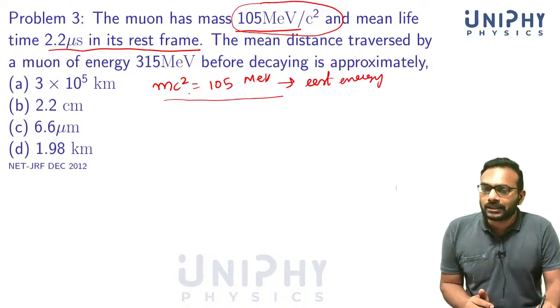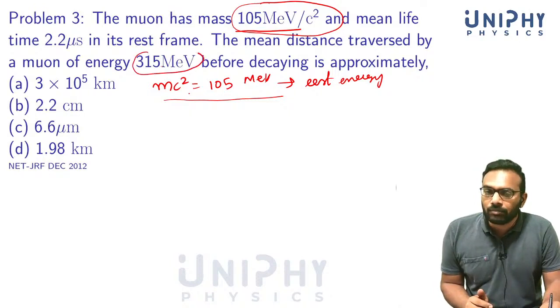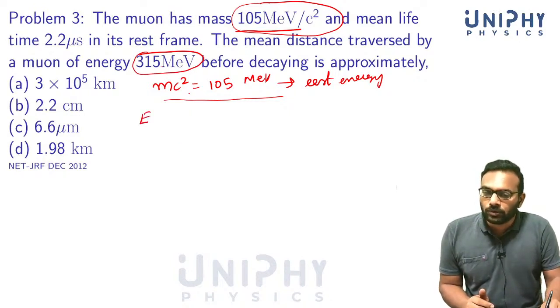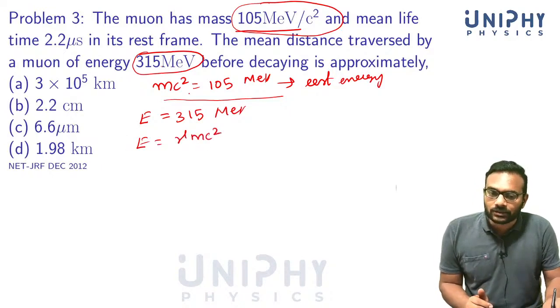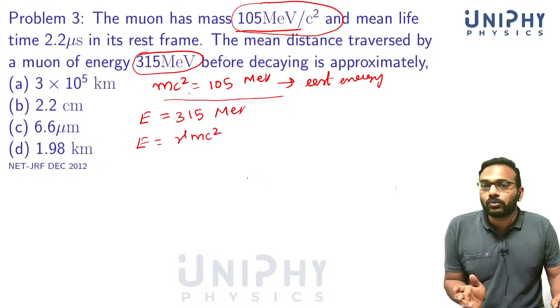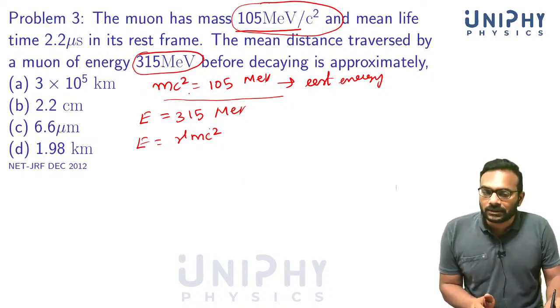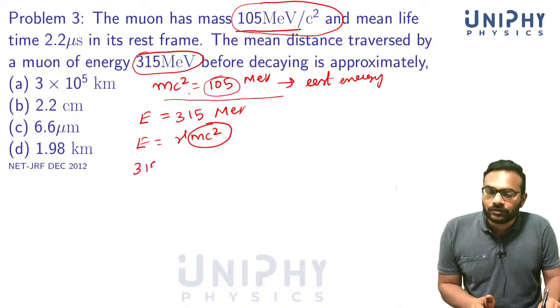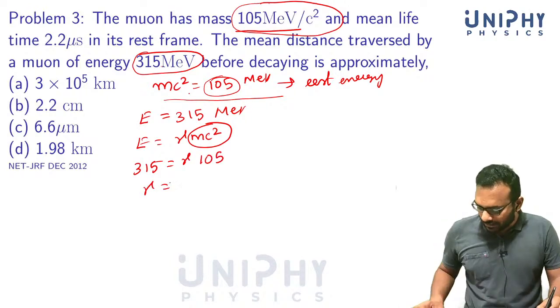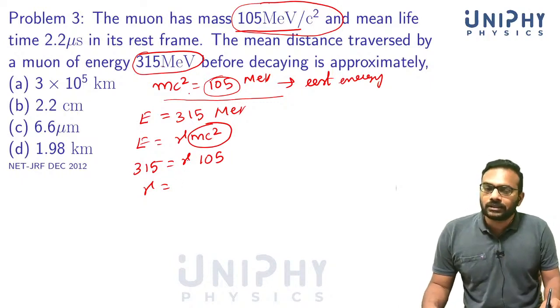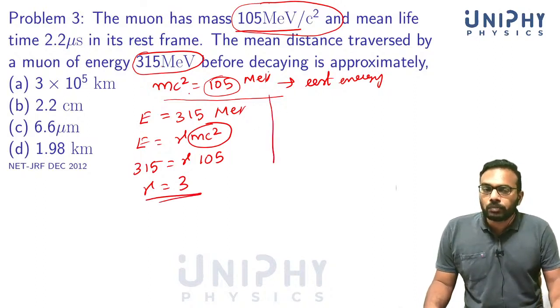And now we are told that there is a muon of energy 315 MeV. We also know that the relativistic energy is equal to gamma mc square. This is all we need actually. We already know mc square is equal to 105. So 315 is equal to gamma multiplied by 105, and you just solve this and you get gamma is equal to 3. 315 divided by 105 is just 3. That's not enough, but we can do part of the problem from here.